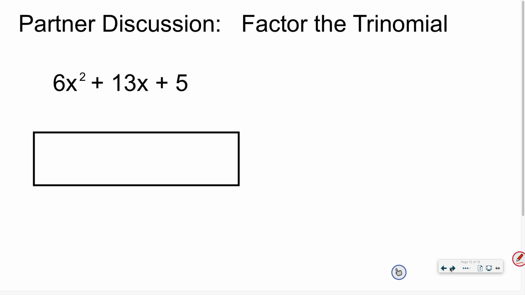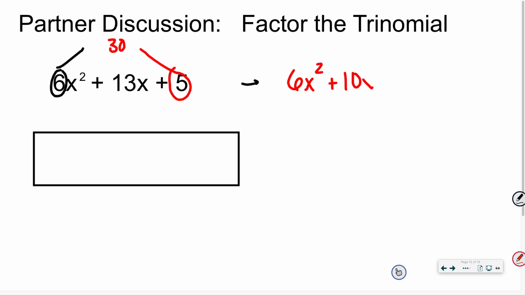Okay, let's go over this trinomial. What am I going to multiply? 6 and 5. If I multiply 6 and 5, what do I get? 30. Now I'm looking for factors of 30 that add up to 13. 10 and 3. So I'm going to rewrite this trinomial as what? 6x squared plus 10x plus 3x plus 5.